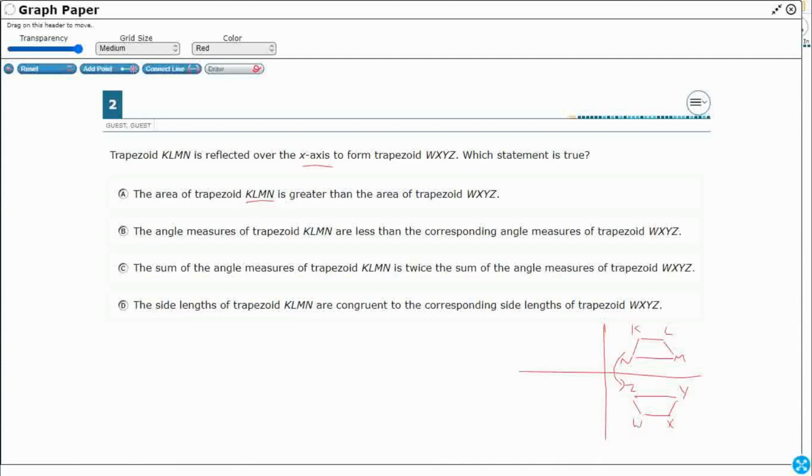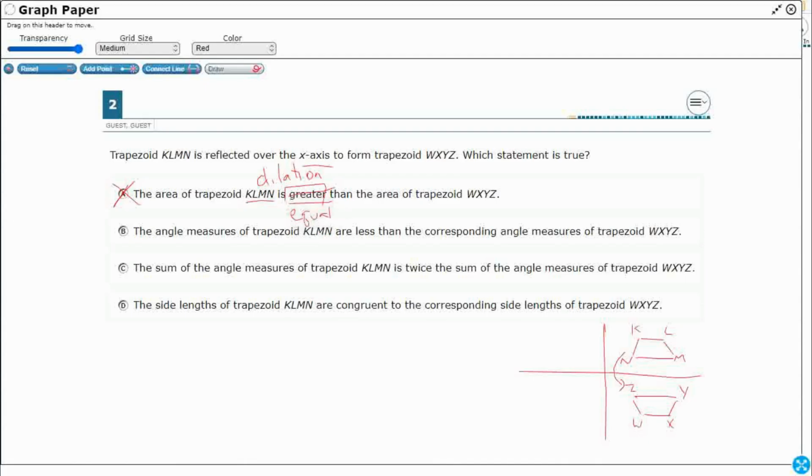So A is, the area is greater than. No, that would be with a dilation. So if I'm just flipping it over the x-axis, I'm not growing it, I'm not shrinking it. So the area would be equal, not greater than or less than.